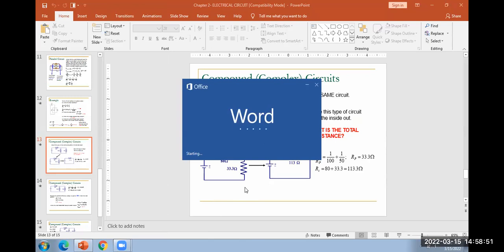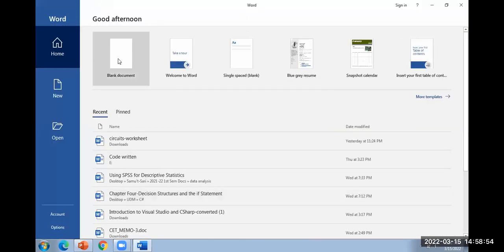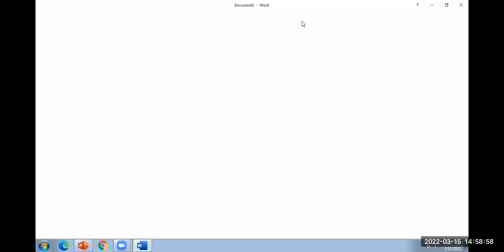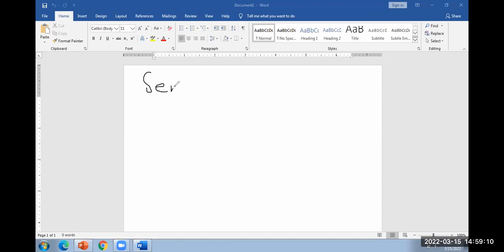So bago tayo dumako sa complex circuit, so complex circuit kasi combination. So ulitin natin. So our formula muna ulit. So the formula for the series circuit. So pag kukunin natin si RT is equivalent to R1 plus R2 plus R3. Yan. Then ang IT naman, IT is equivalent to VT over RT, di ba?